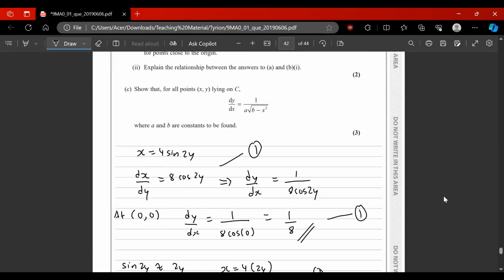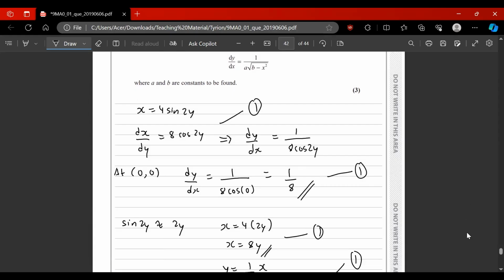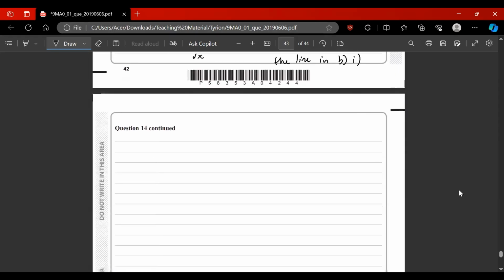And then finally, in part C, show that for all points x and y lying on C, dy over dx is equal to 1 over the square root of b minus x squared. So for this, we would need to make use of a couple of trigonometric expressions. So we know x is equal to 4 sine 2y. So if you rearrange this, sine 2y is equal to x over 4.